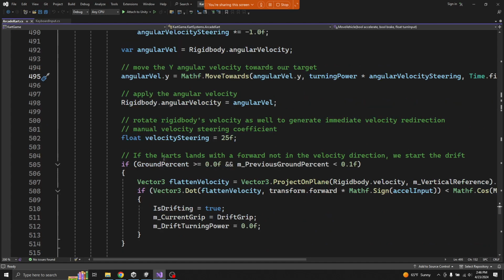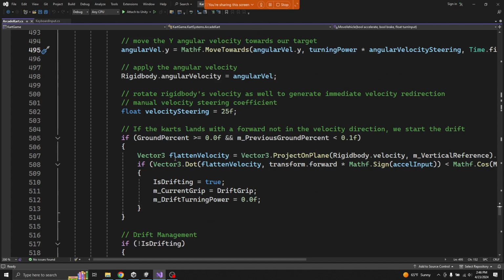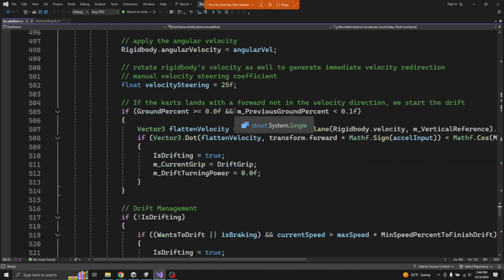All right, and then 504. So this is where we ended pretty much. Rotate rigid body's velocity as well as generate immediate velocity redirection manual. Okay, float velocity steering was 25. All right, if the cart lands with a forward not in the velocity direction, we start the drift.